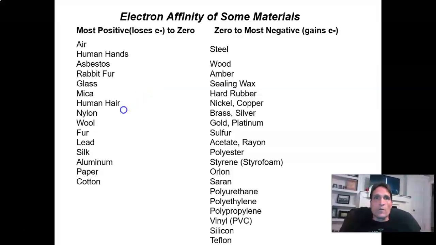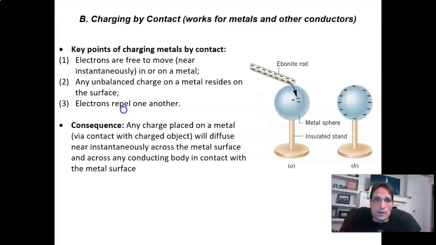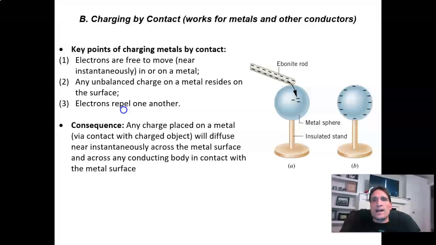So when we rub two objects together, one object becomes positively charged, one becomes negative. And that's, for example, when you slide down a slide at a park, you become positively charged and the slide becomes negatively charged. Then we discussed for metals, a common method for charging is to charge by contact.